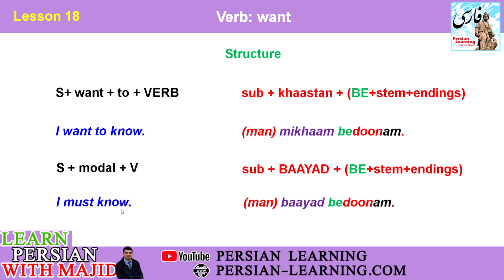So here we have I must know, man, باید, always it is باید. It doesn't matter here you have I, you, he, she, it is always باید. باید, then the same thing, بدونم. Something I have to add is that in Persian for both should and must we have the same word, which is باید. So it is context that determines the meaning is like should or really must. Some adverbs can help also, we can see in our examples.